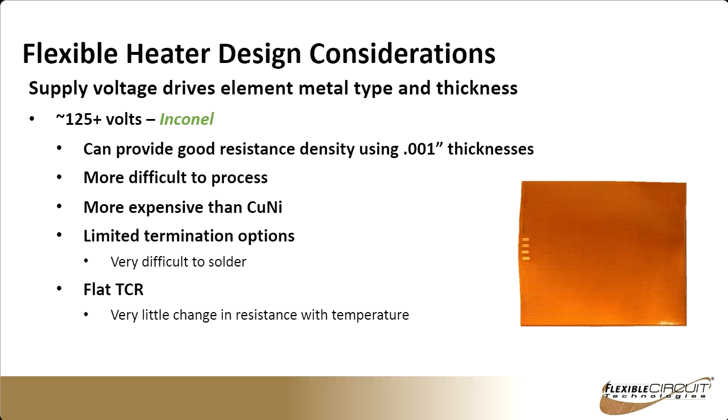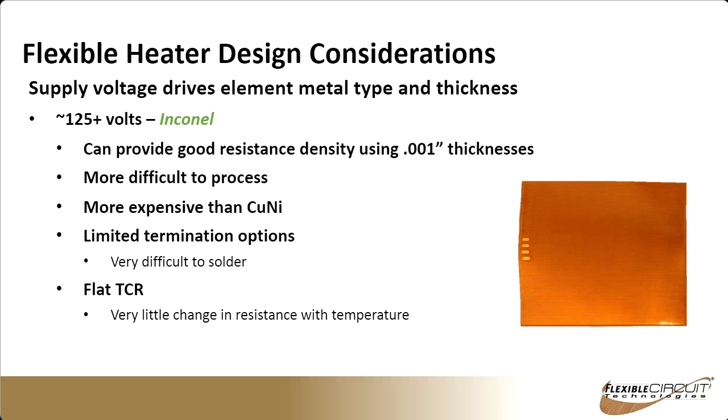The last one we stock on a regular basis is Inconel 600. This is typically used over 125 volts. It has a much higher resistance. Just as a point of reference, the cupronickel alloys, depending on which one you choose, have either 25 or 30 times the resistance of copper, whereas the Inconel has about 60 times the resistance of copper. So we try to pick the best option to give you the resistance density that you need and to get the power rating that you need with the voltage that you're going to be supplying to it.